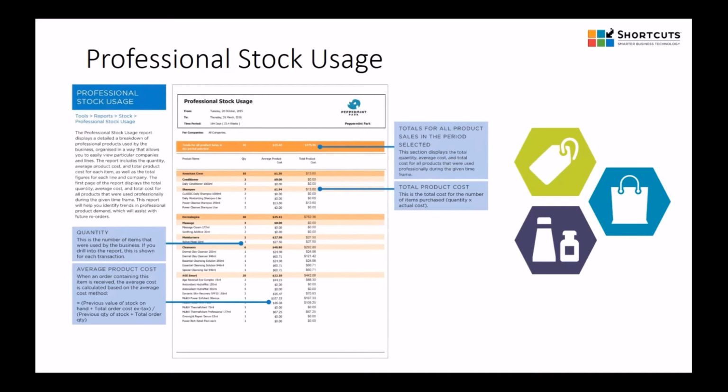So this kind of breaks it down into the products that you're using day to day or week to week, depending on the parameters that you set for your report. It basically just means that you can view particular companies and lines and the total figures for each line and company. The first page basically goes through the totals, the quantities, average costs, breaks it down.